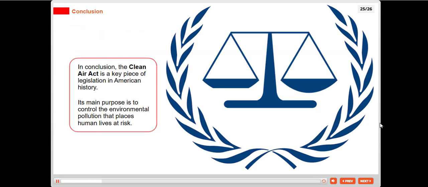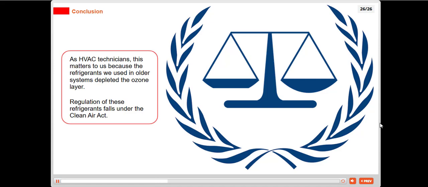In conclusion, the Clean Air Act is a key piece of legislation in American history. Its main purpose is to control the environmental pollution that places humans at risk. Because the refrigerants we used in older systems depleted the ozone layer, regulation of these refrigerants falls under the Clean Air Act.